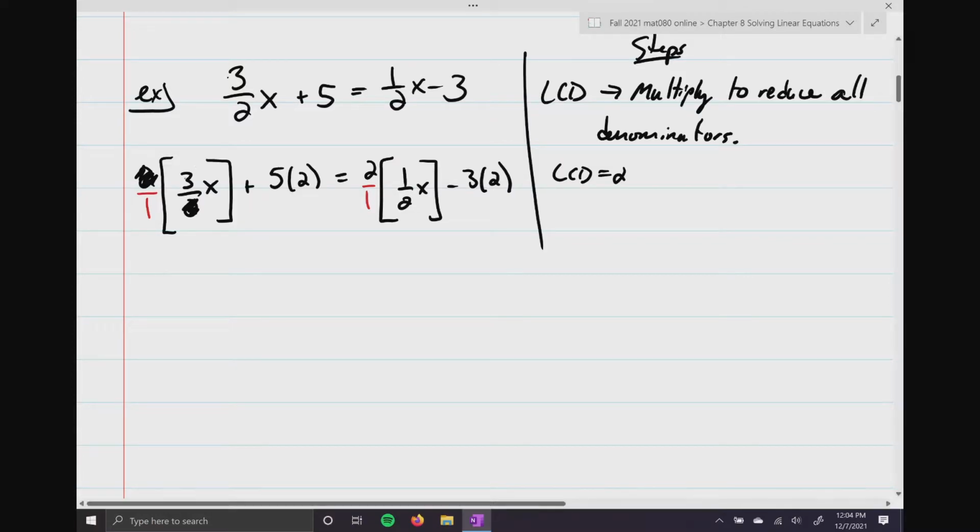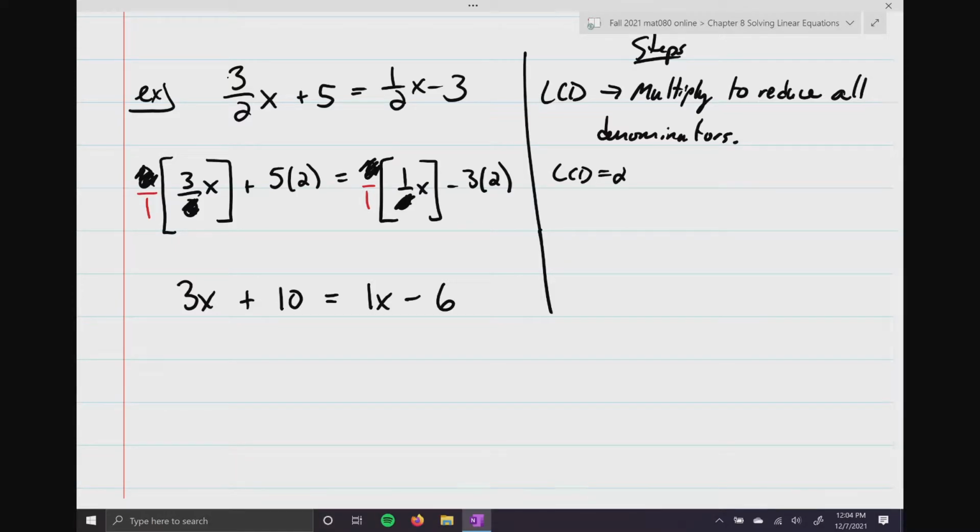So in the numerator, I have a 3x. So I'm going to write that. Plus 5 times 2, well, that's going to be 10. Equals, notice you have a 2 in the numerator and a 2 in the denominator. They reduce, write what's left over. That's going to be 1x. Minus 3 times 2 is 6. So if you look at what we just did, in one step, we removed all of our denominators. Now we just go ahead and start doing our problem.